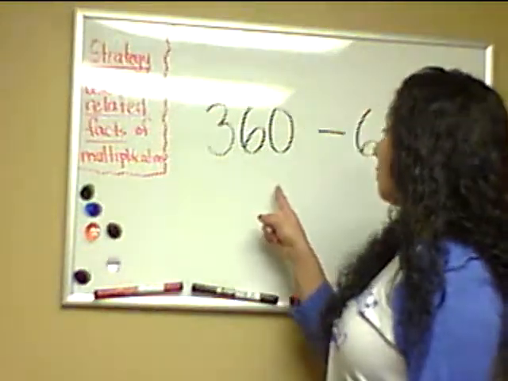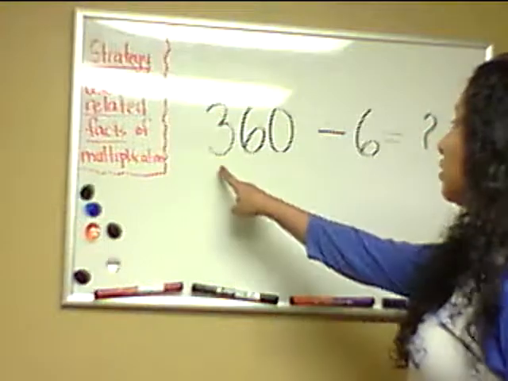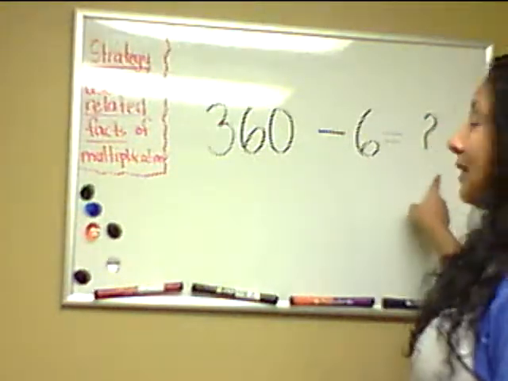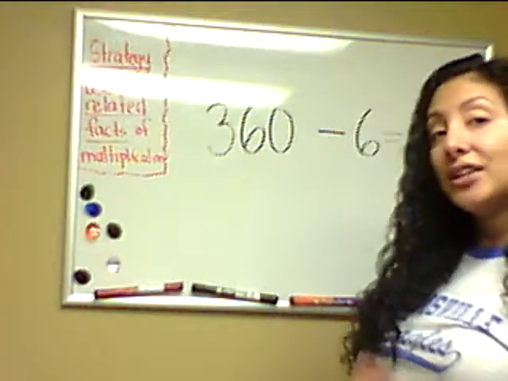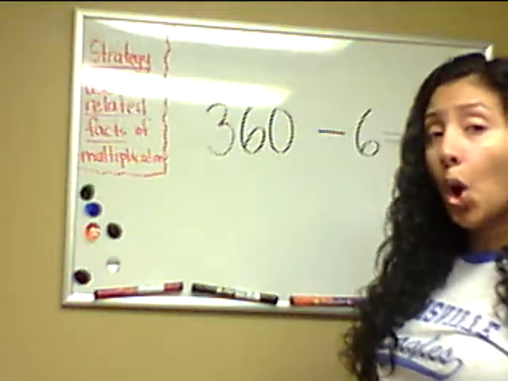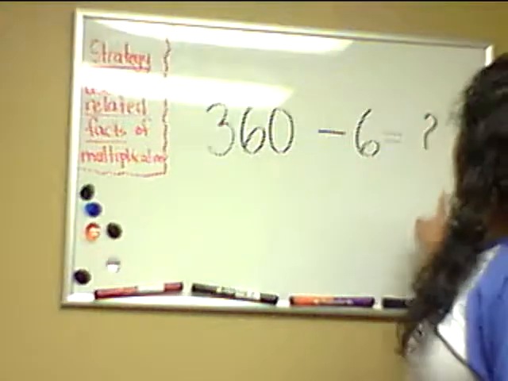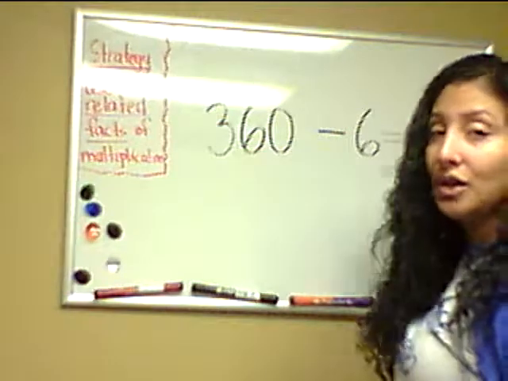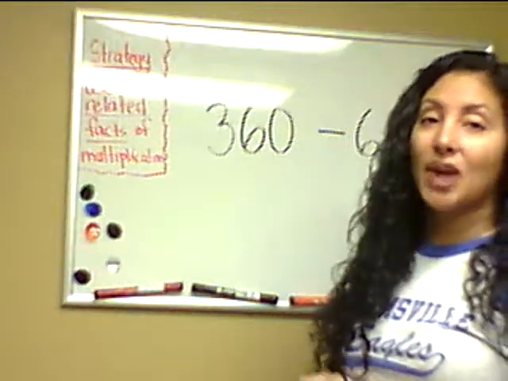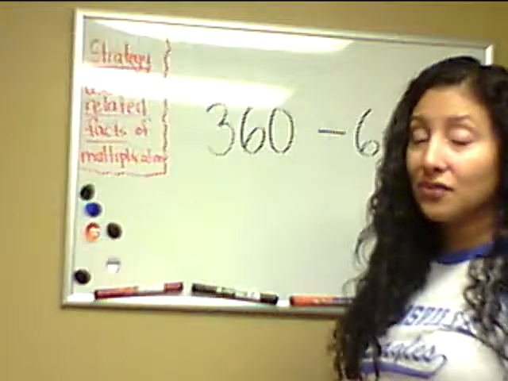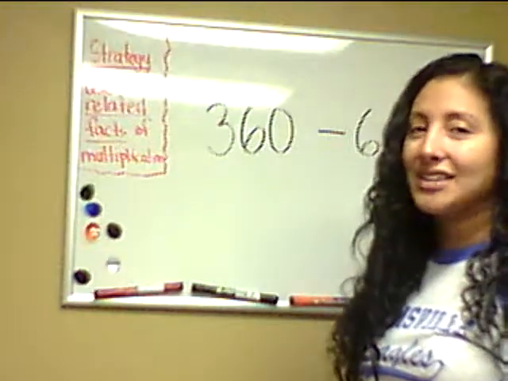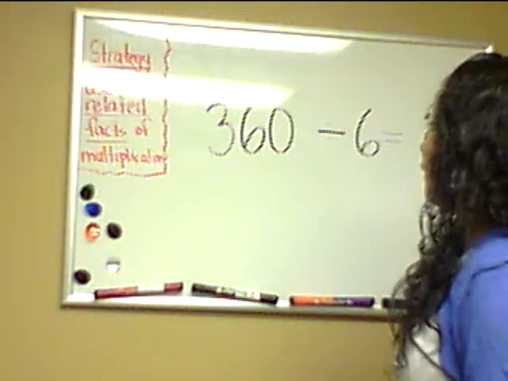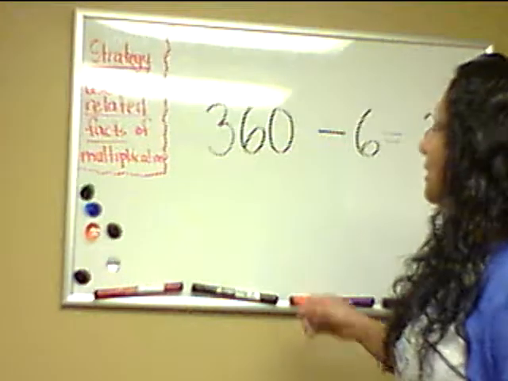If you notice on the board, we have a problem. We have 360 divided by 6 equals blank. Remember, the answer that you get in division is called the quotient. That is what we're looking for here. We don't have the quotient or the answer. So we are going to use the strategy of using the related facts of multiplication to find our quotient or our answer in division.